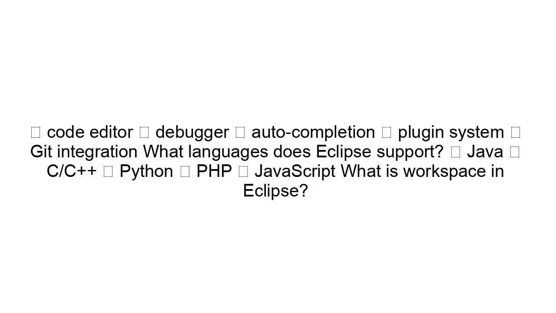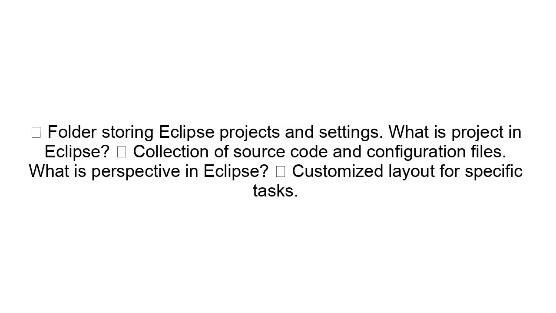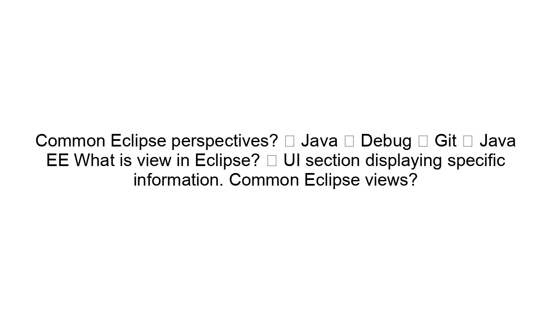What is workspace in Eclipse? Folder storing Eclipse projects and settings. What is project in Eclipse? Collection of source code and configuration files. What is perspective in Eclipse? Customize layout for specific tasks. Common Eclipse perspectives: Java, Debug, Git, Java EE.